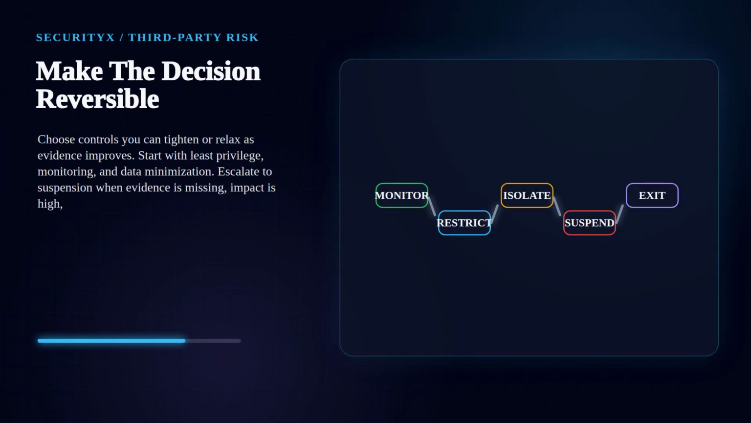Choose controls you can tighten or relax as evidence improves. Start with least privilege, monitoring, and data minimization. Escalate to suspension when evidence is missing, impact is high, or trust cannot be restored.